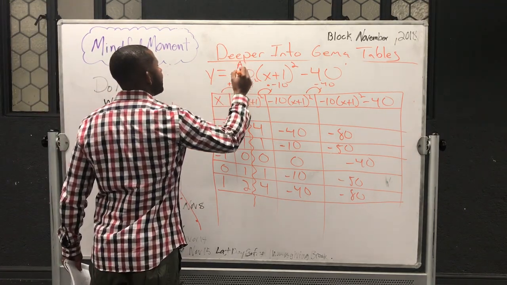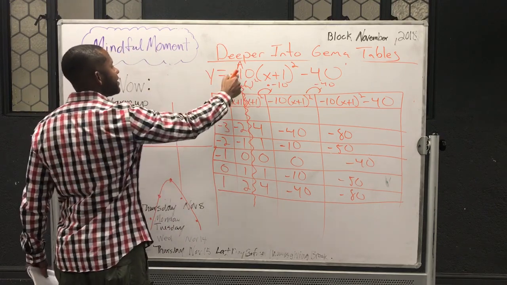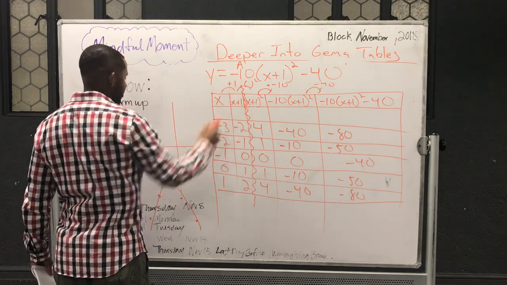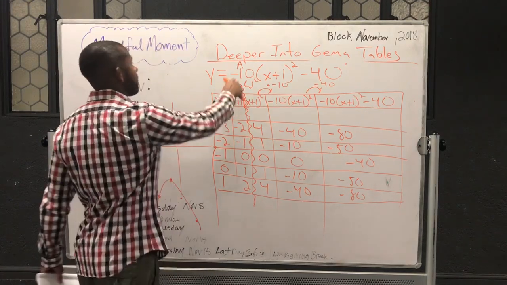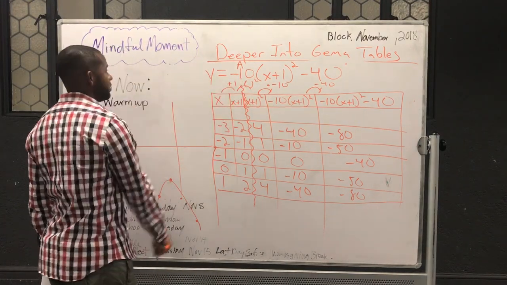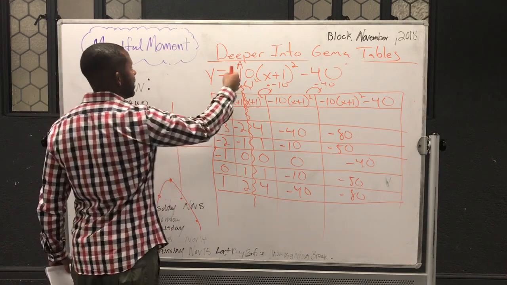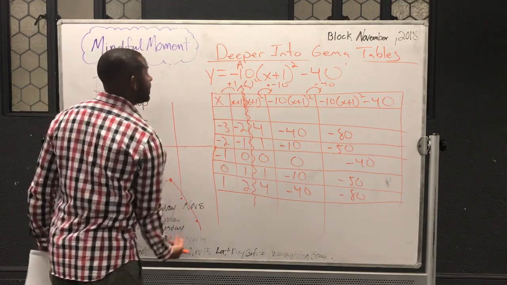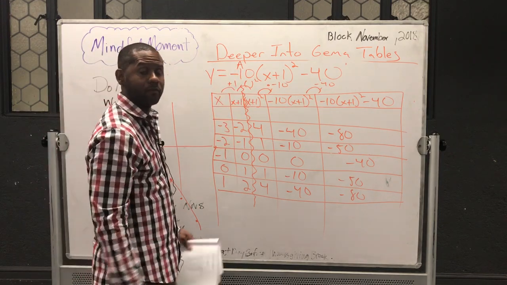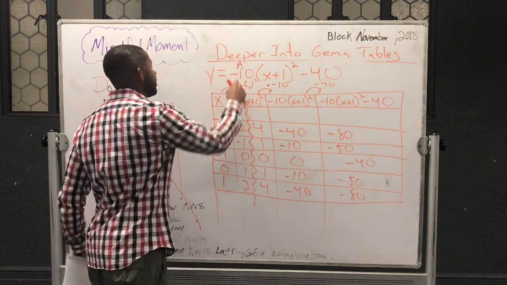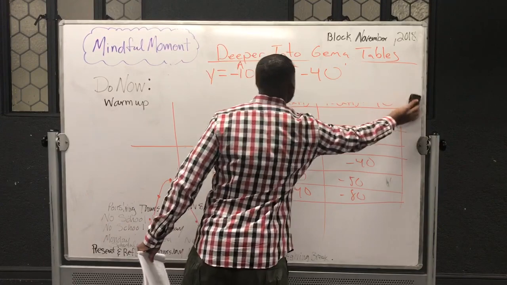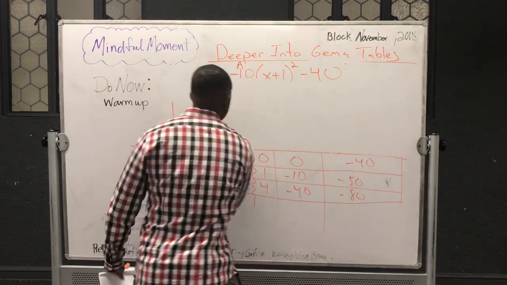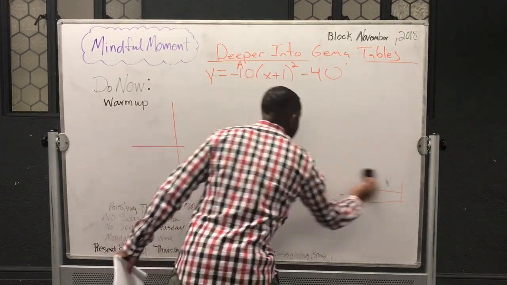This is called my A value. This negative 10 tells me if this thing is going to be concave down or concave up. This is negative, so it's going concave down. If I change this to positive, it would be going concave up, okay? So the A value, I'm going to erase this. You're not going to erase it because you don't need to, because you have a whole notebook to write in. But I'm going to erase it.